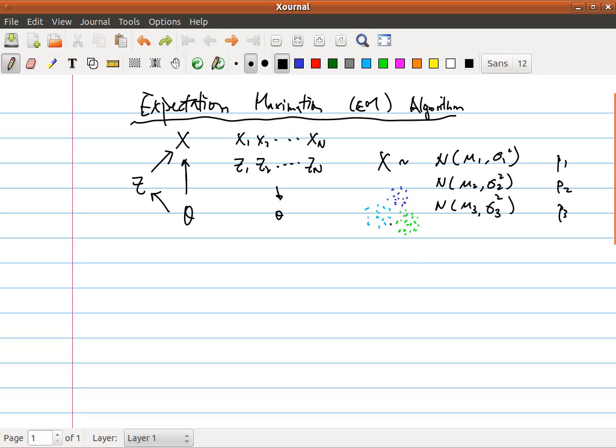So EM is basically just an iterative algorithm that has 2 steps. One step is trying to find the membership, that is, the posterior probability of the latent variable given the observation. Then, based on this probability and the observation, I'm trying to estimate theta, and this procedure is repeated iteratively.